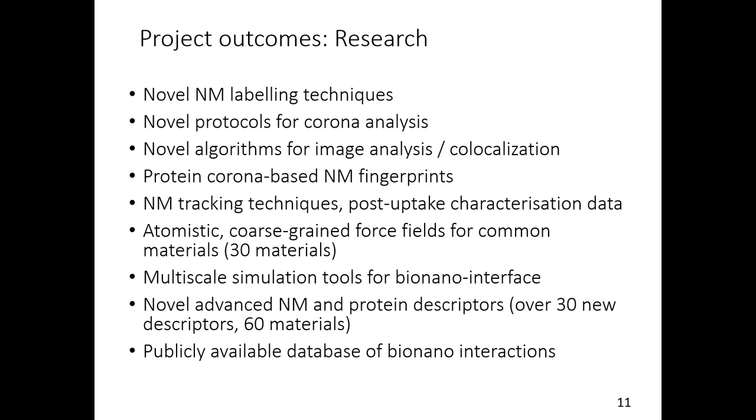Then nanomaterial tracking techniques, post-uptake characterization data. Coarse-grained force fields that relate to molecular simulation for 3D materials. Multi-scale simulation tools for bio-nano interface, like protein adsorption on inorganic surfaces and nanomaterials. Descriptors of nanomaterials, like band gap, reactivity, hydrophobicity. We designed about 30 descriptors for 60 materials, and we also present the data for those. Some of those are already available. And database for bio-nano interactions.